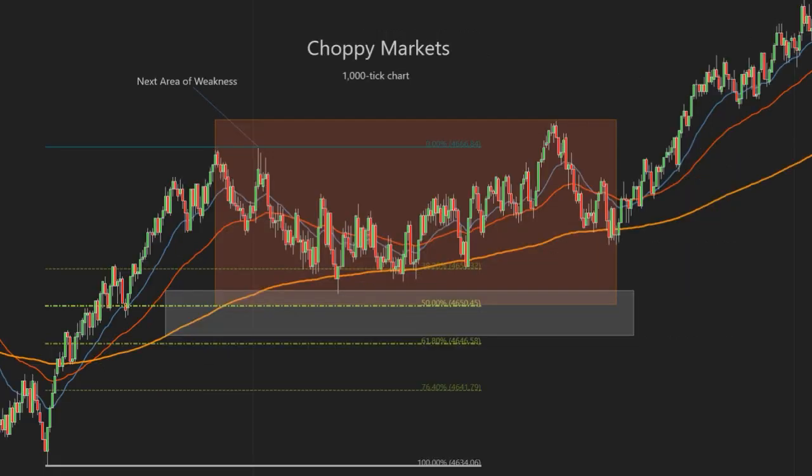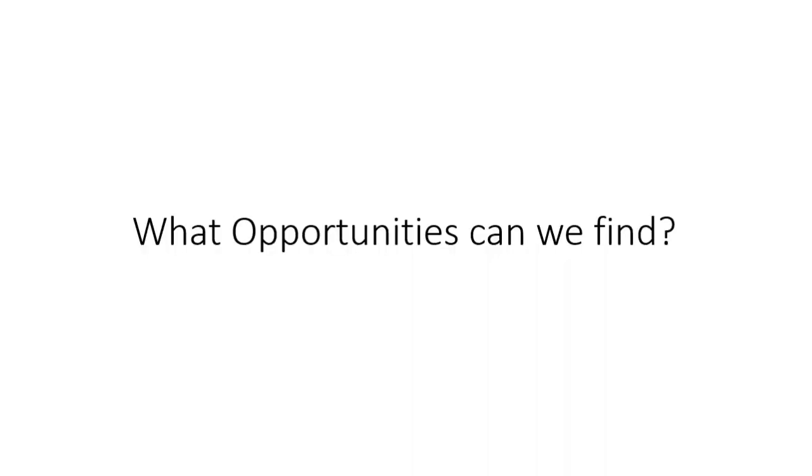Here is what it looks like on the 1,000 tick chart in that same red box area, how choppy that is. Again, we use trend lines, trend line breaks, and Fibonacci pullbacks to decide where we can take a trade. What opportunities can we find in this market? All right, so let's look at that again.